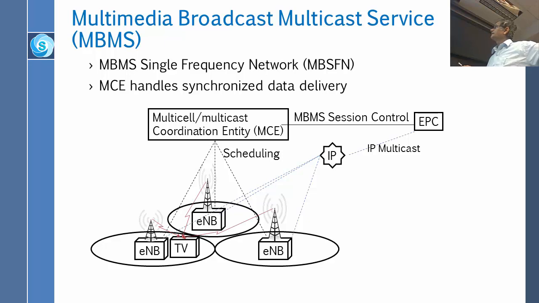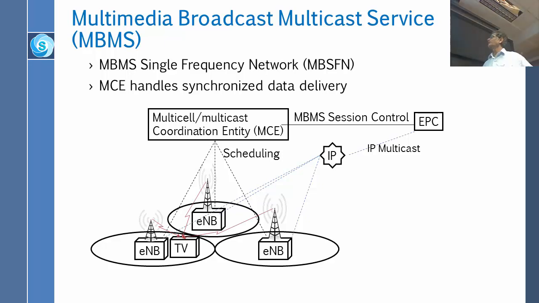So what is shown here is that there is an IP network which sends the TV. It goes to the EPC, Evolved Packet Core, and from there it goes to this multimedia broadcast session function to the MCE, and the MCE does the control part of it. Now the interesting thing to notice is that the data doesn't have to go through the MCE. The data can go straight by the wired network to the base stations.